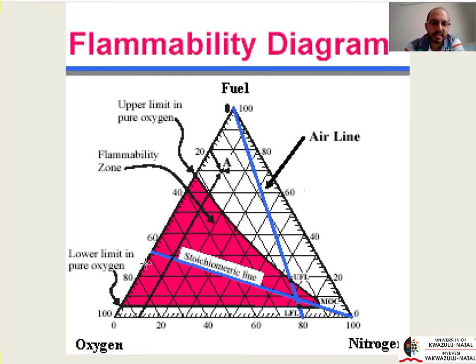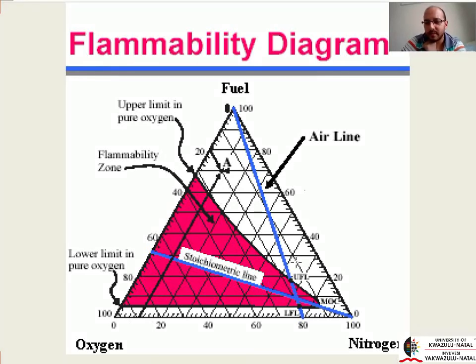Okay, and associated with your condition of having 0% nitrogen, if you have just fuel and oxygen, there is of course an upper limit of pure oxygen and a lower limit of pure oxygen. Below which there'll be no combustion here, and above over here there'll be no combustion occurring. So that is your upper and lower flammability limit if there was no nitrogen present. This is also called the upper oxygen limit and the lower oxygen limit.